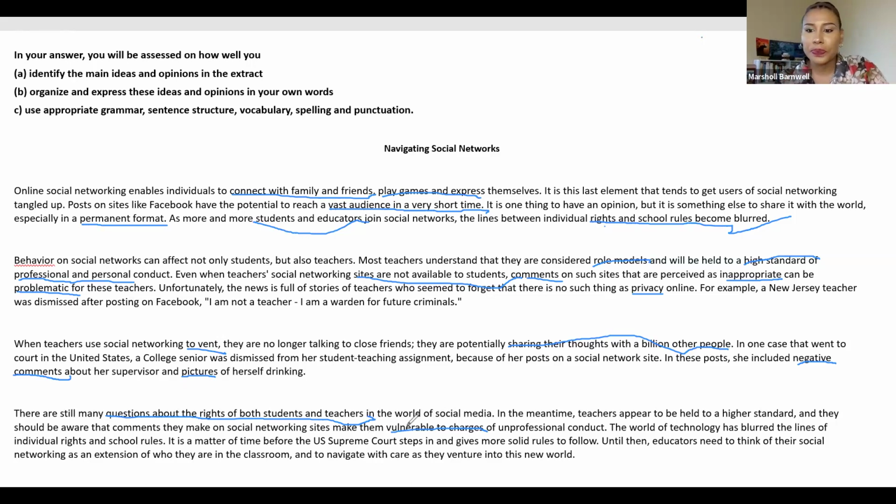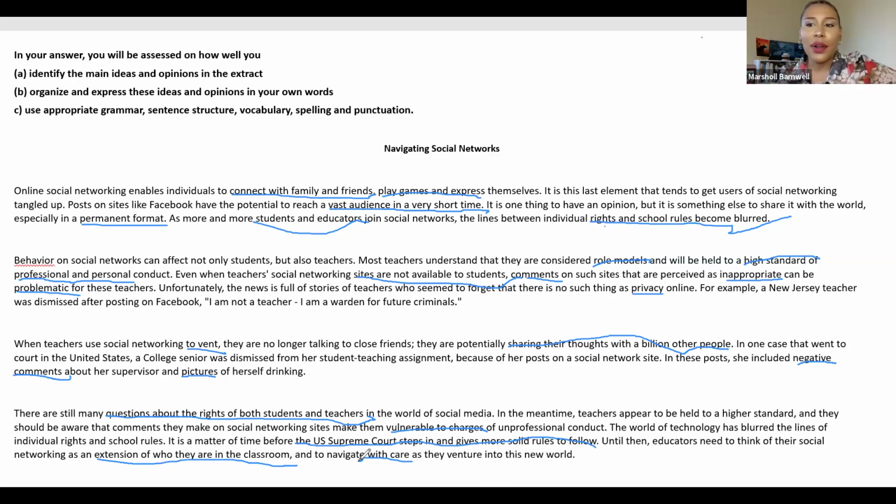If you look carefully at this paragraph, you realize it's basically summarizing everything that was said in the beginning. The world of technology has blurred the lines of individual rights and school rules. We already spoke about rights and rules. It is a matter of time before the US Supreme Court steps in and gives more solid rules to follow. So this is them providing a forecast, a projection of how they think this is going to be fixed. Until then, educators need to think of their social networking sites as an extension of who they are in the classroom and to navigate with care as they venture into this new world.